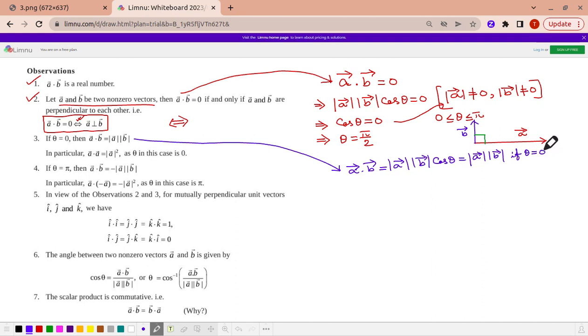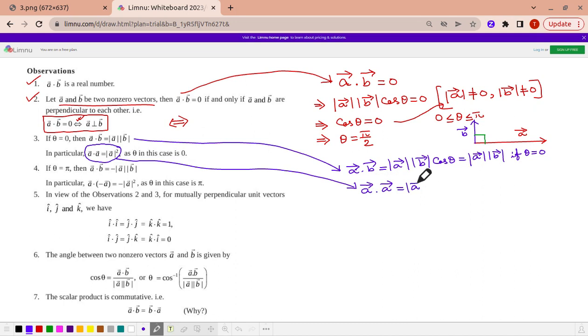I hope you got a very clear idea. Now based on that, there is a statement: A dot A equals mod A square. How come? Because we know that, let me elaborate this one. So what is A dot A? A vector dot product with the same vector. So that will be what?